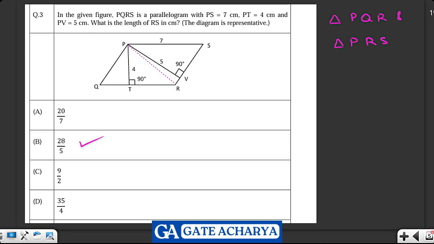Is it clear how simply I solve this problem? The critical part is imagining the diagonal here. Once you get the diagonal, then the process is very easy. Students struggle at getting that diagonal.